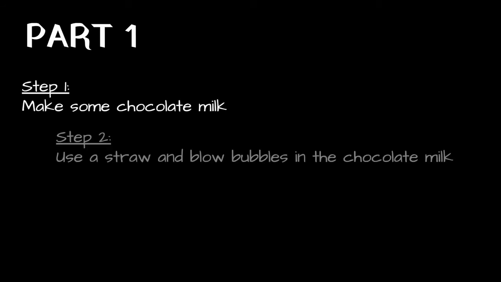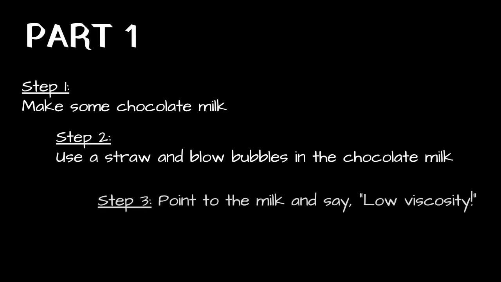Here we go. This is a two-parter. Part one. Step one, make some chocolate milk. Step two, use a straw and blow bubbles in the chocolate milk. I'm sure you've all done this. Am I right? You've done this before. Step three, point to the milk and say low viscosity. So there's lots of little tiny bubbles and they're all coming to the surface and it's not exploding, right? It's low viscosity. Make sure there is somebody there to hear you say that. Maybe it's a parent or a sibling or a dog or somebody. Point to it and say low viscosity and then drink it.